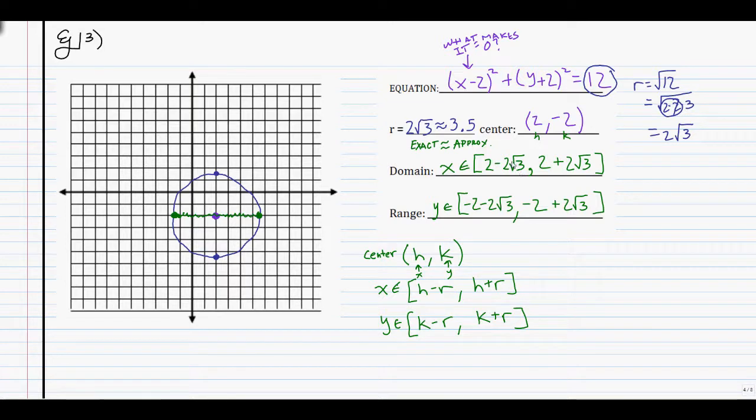And then for the domain and range, just remember that what you're really doing is going r away from the center in both directions, side to side and up and down, and that lets you actually write out what the domain and range are. On your homework, I think there's 1 or 2 maybe that have you do this, so just keep this example in mind when you get there.